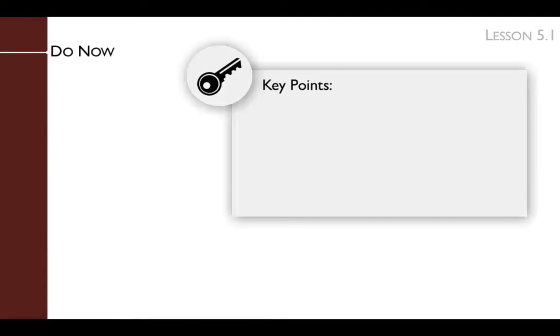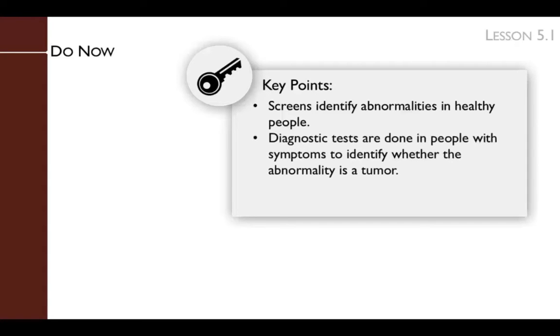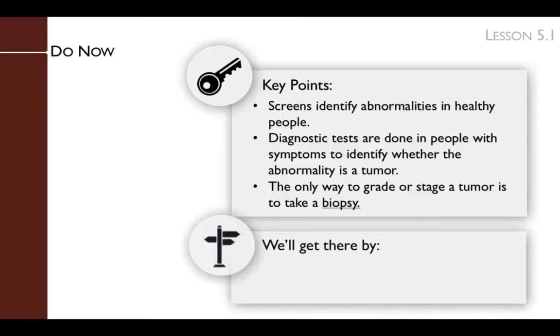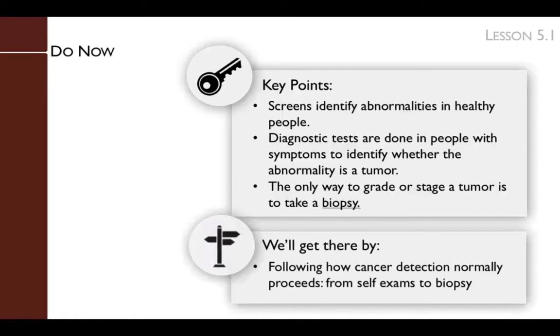The key points of the do now are that screens identify abnormalities in healthy people. Diagnostic tests are done in people with symptoms to identify whether the abnormality is a tumor. And the only way to grade or stage a tumor is to take a biopsy. We'll get there by following how cancer detection normally proceeds, from self-exams to biopsy.